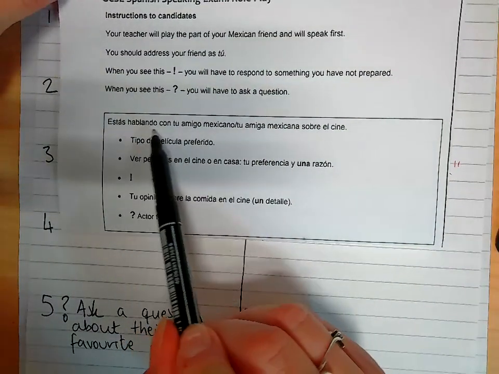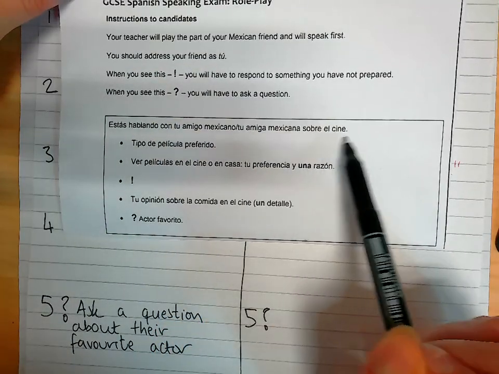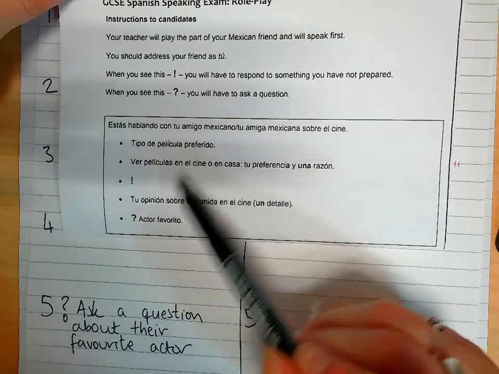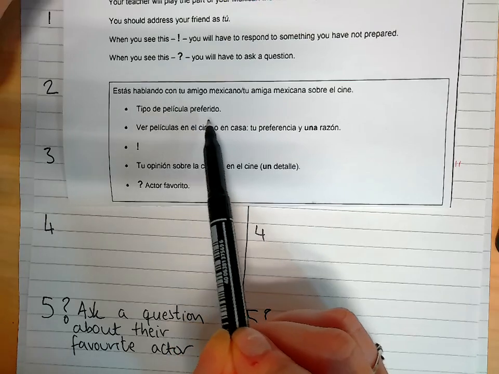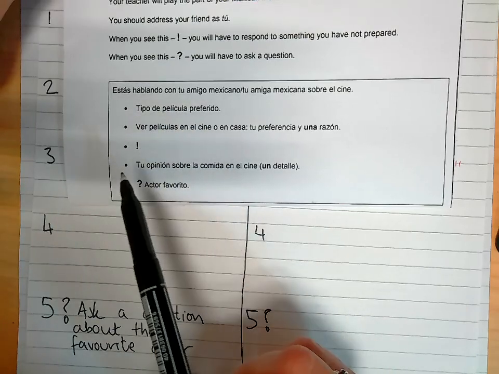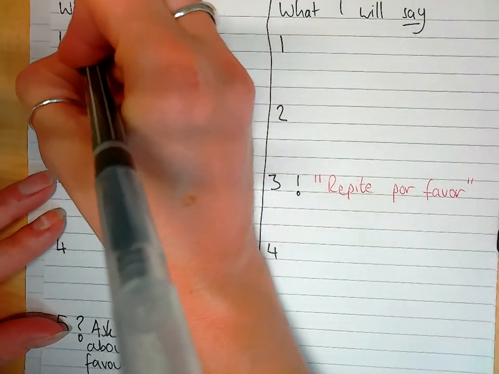So it says, estás hablando con tu amigo mexicano, tu amiga mexicana, sobre el cine. So the topic here is the cinema. That's going to help us with the rest of the bullet points. The first bullet point says, tipo de película preferido, favourite type of film. So here I need to say what my favourite type of film is.